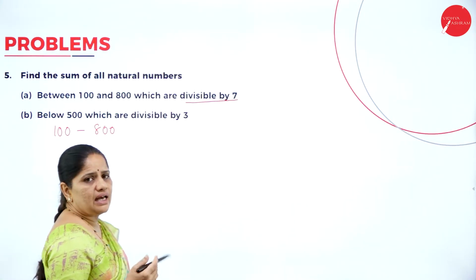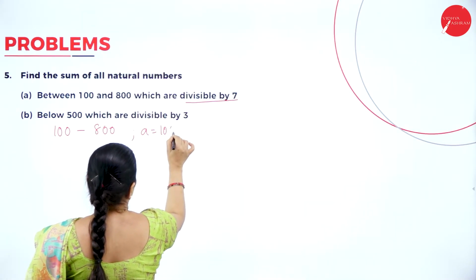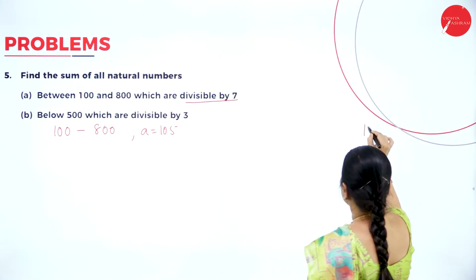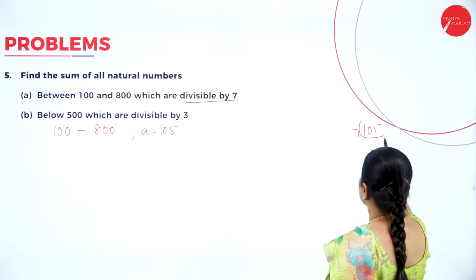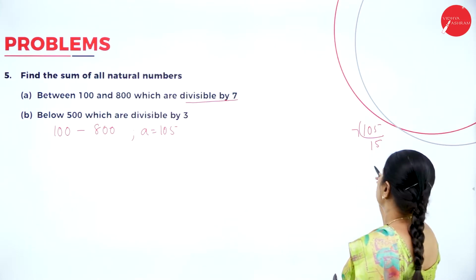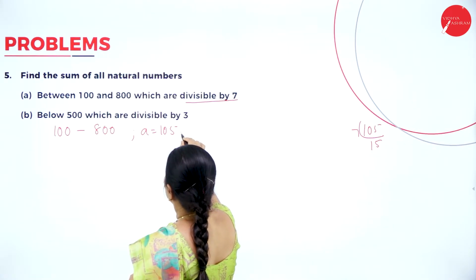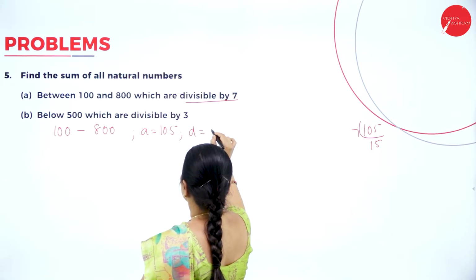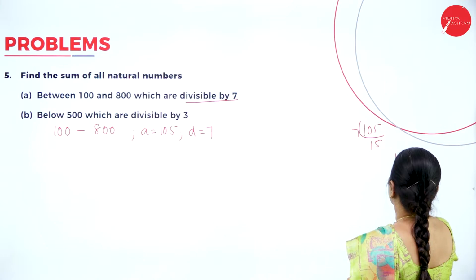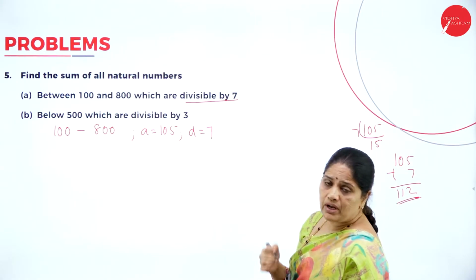So the first number here, a, will be equal to 105. 105 is a number which is divisible by 7. Suppose I write 105 divided by 7, 7 times 15 gives you 105. Next, D will be equal to 7 because they are all multiples of 7. So 105 plus 7, I get 112, which is also divisible by 7.